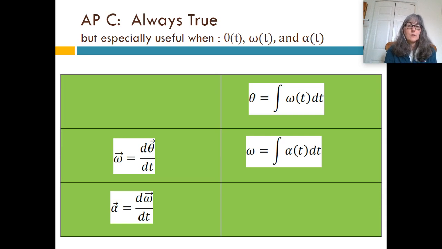Typically, the ones that we're using are going to be theta and alpha. Those are the primary ones. But the same thing with the area under the curve, that's what an integral is. So the area under the curve of acceleration versus time is going to give you velocity, and the area under the curve of velocity versus time is going to give you the angle.